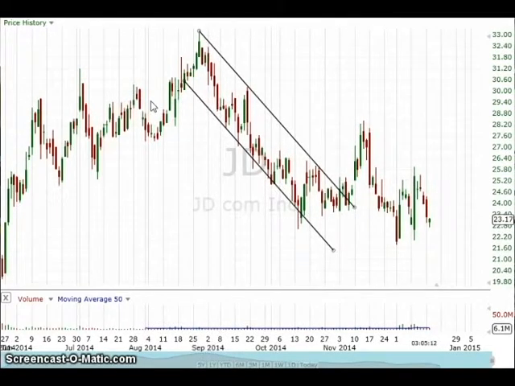I wasn't in the trade. I didn't know how far it was going to go. I was aware of it. But that is a good example of a trend line that's broken. This channel is done. The stock based a little bit, and it went up from there.